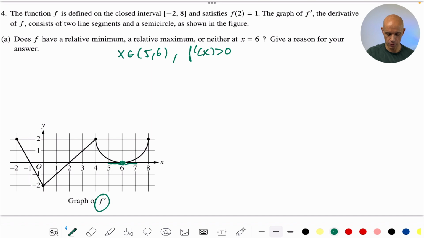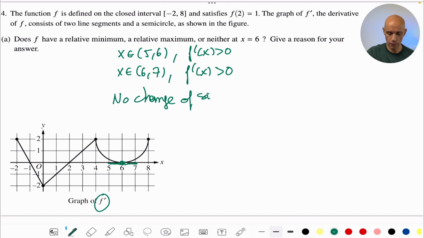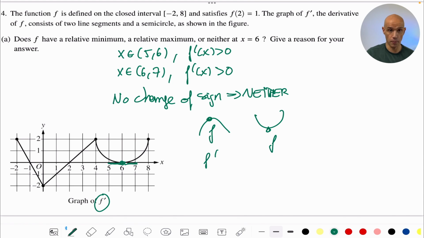What happens after? You don't need to go to 8, just a little bit, so that it looks like you are understanding the interval that you are considering. Also, the derivative is positive, so there is no change of sign. Therefore, it's neither, because remember that if you have a maximum or a minimum, then the derivative is going to be positive first and negative later.